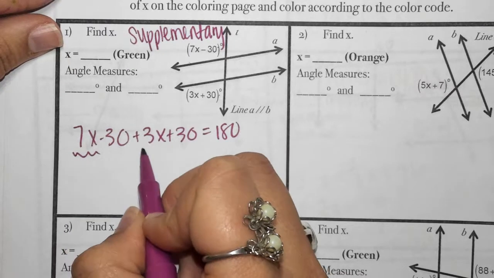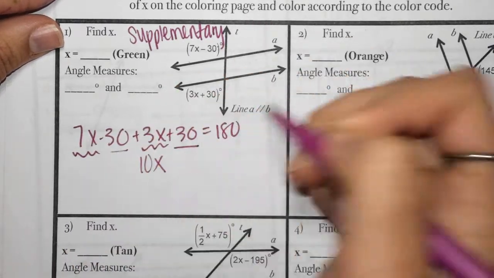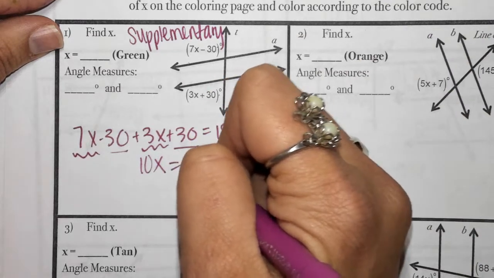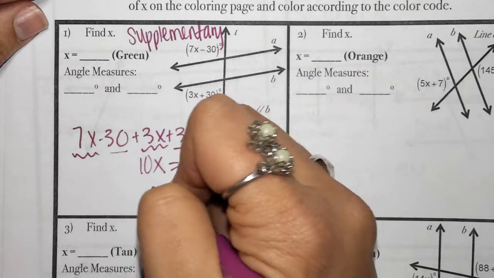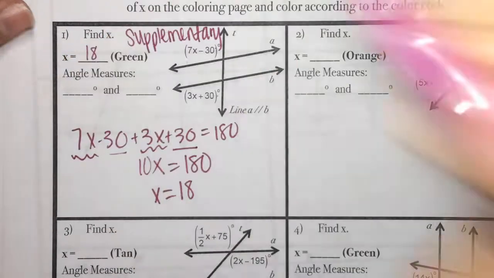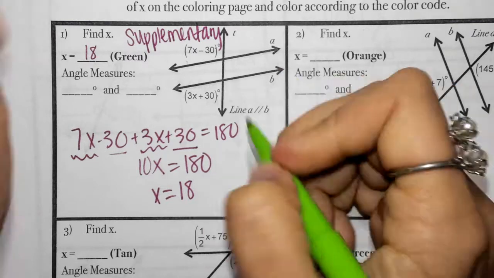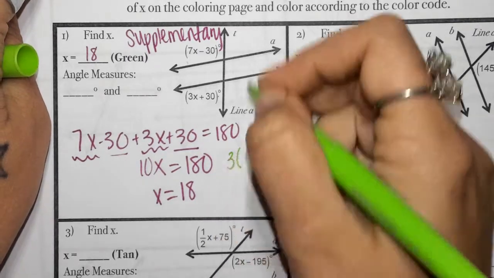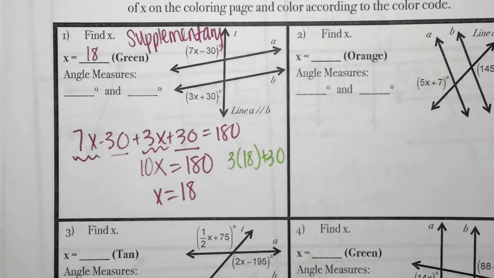What is 7x plus 3x? What is negative 30 plus 30? 0. All right, what would we do from here? And x equals 18. Now, did it ask us to only find x, or did it ask us to also find the angle measure? And how would we find the angle measure? Plug it in. So we would say 3 times 18 plus 30.